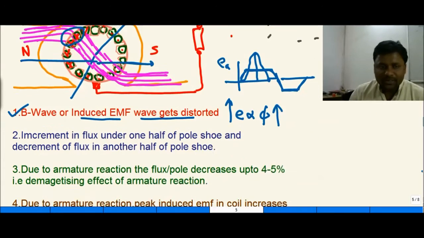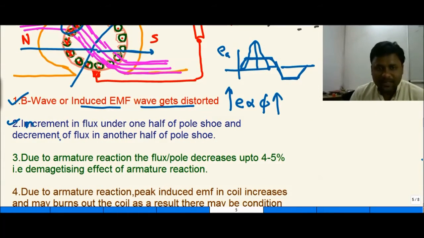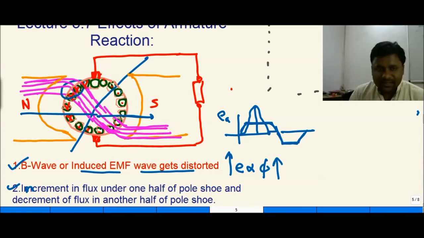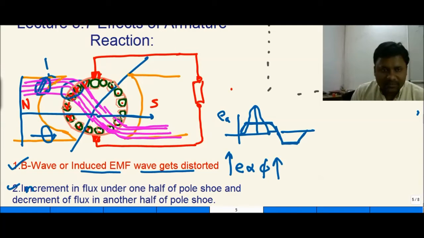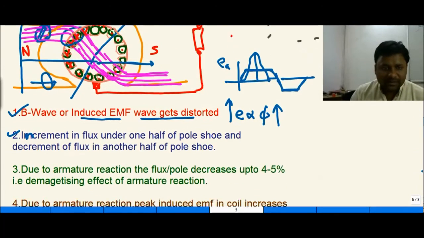The second important point is the increment in the flux under one half of the pole shoe and the decrement of the flux in the other half of the pole shoe. This is our pole shoe. In the first half there is the maximum flux density, the maximum flux is passing, and in the other half zero flux is passing. So there is an increment in the flux in one half of the pole shoe and a decrement in the other half, or we can say the trailing and the leading pole tips. This is our second effect.